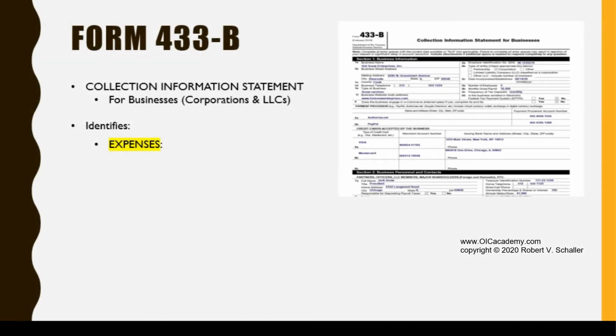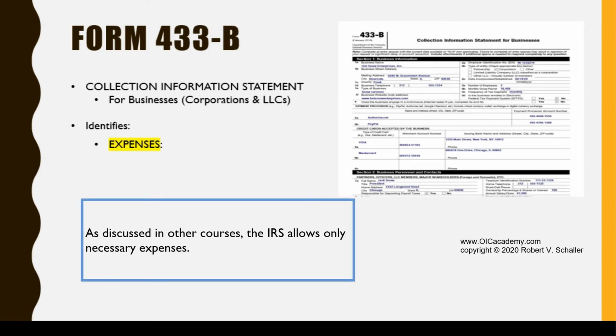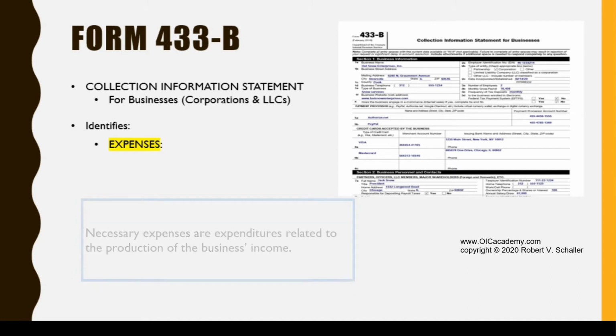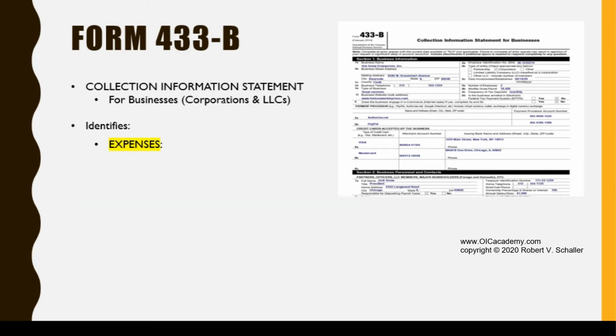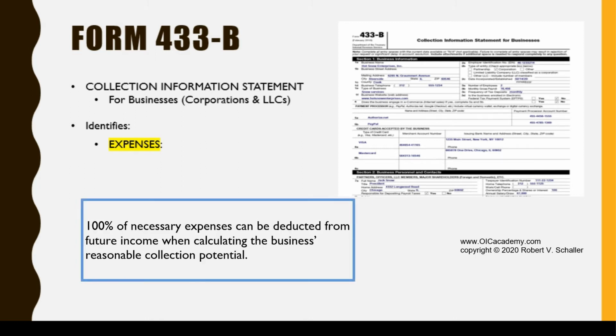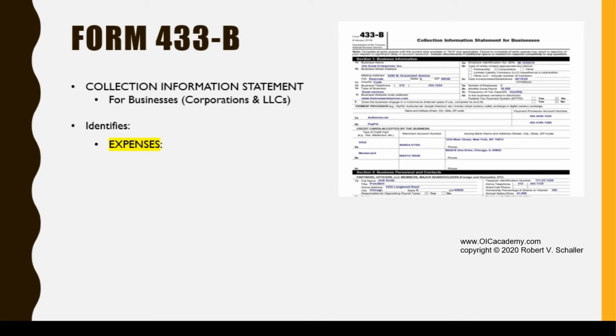Let us explore the expense section of Form 433B OIC. As discussed in other courses, the IRS allows only necessary expenses. Necessary expenses are expenditures related to the production of the business's income. 100% of necessary expenses can be deducted from future income when calculating the business's reasonable collection potential.